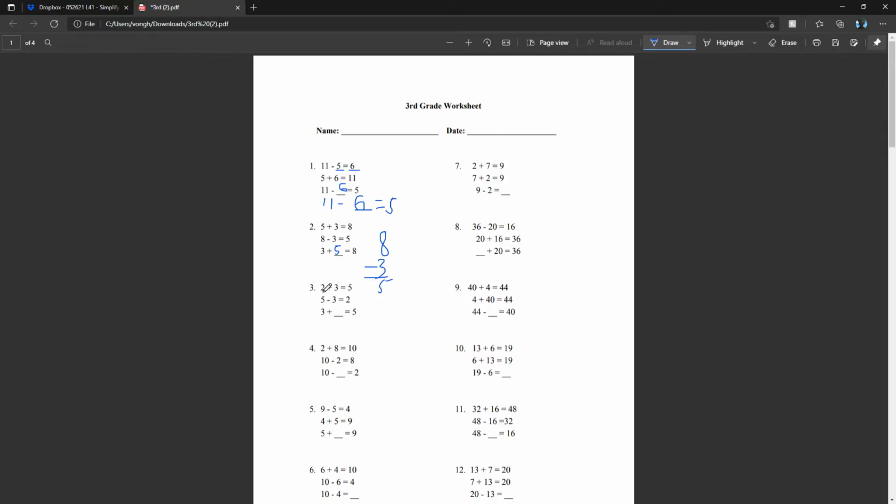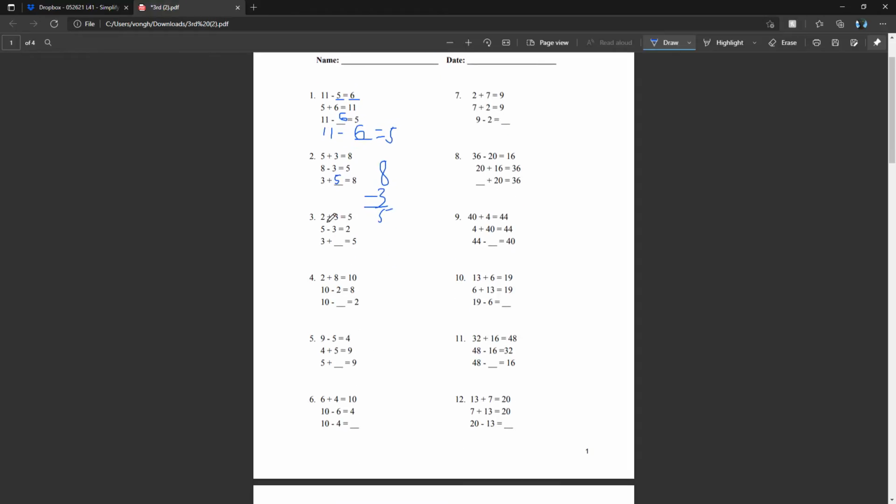For number 3, you have 2 plus 3 equals 5, and 5 minus 3 equals 2. This problem is basically the same as number 2. So you have 2 plus 3 equals 5, right? Here it's just written backwards. You have 3 plus a number equals 5. What other number could be used in this problem? And it would be 2, because 3 plus 2 would also equal 5.